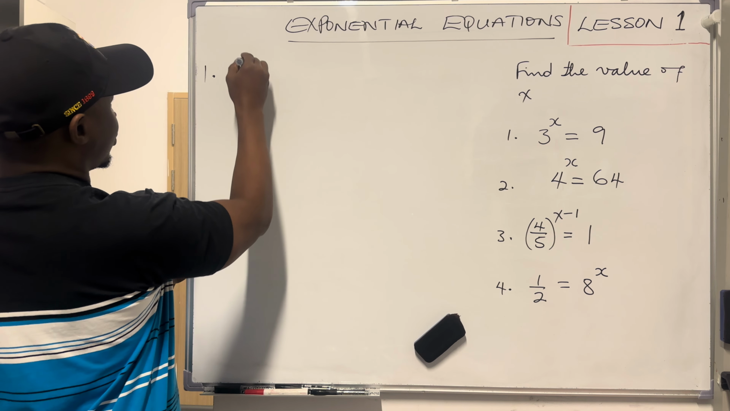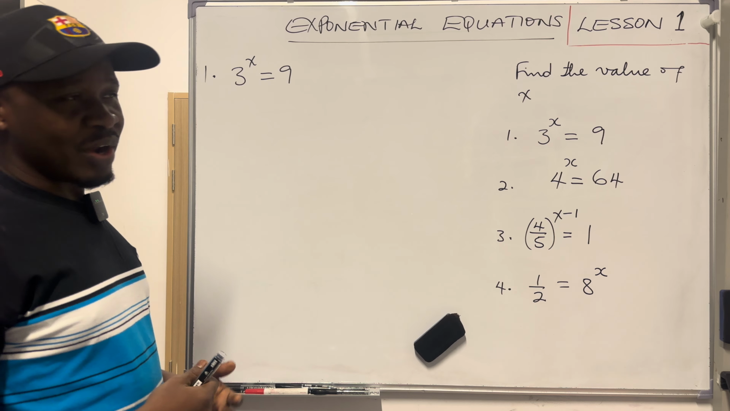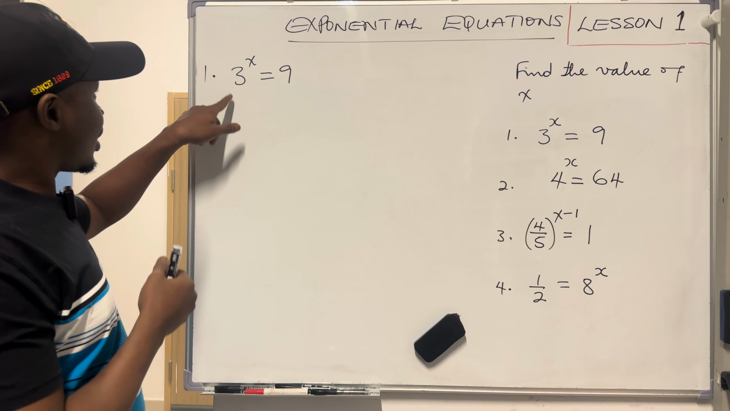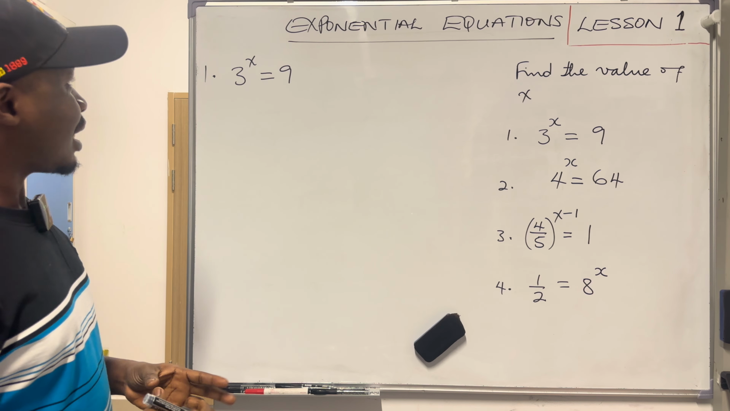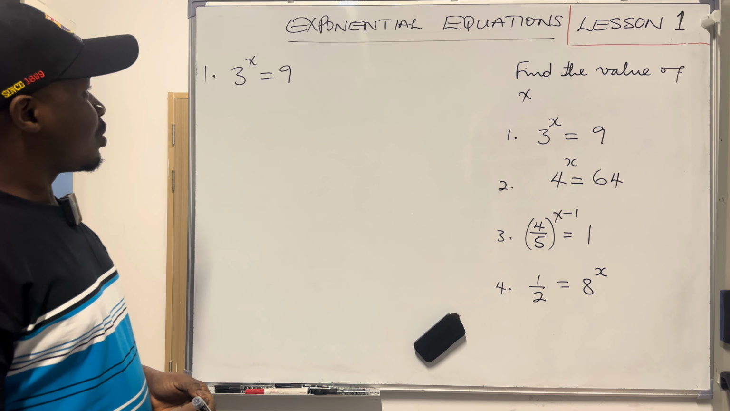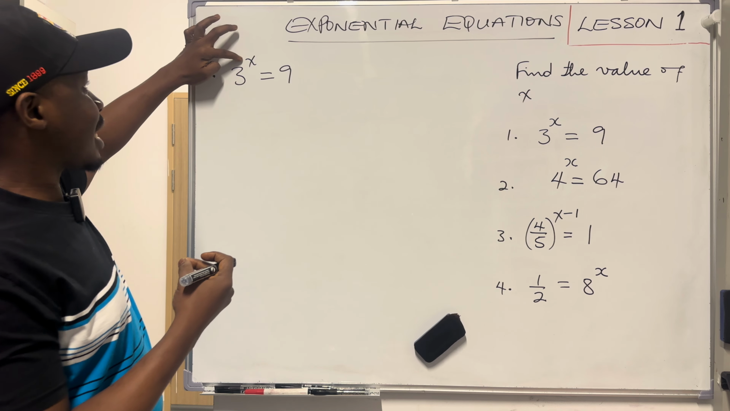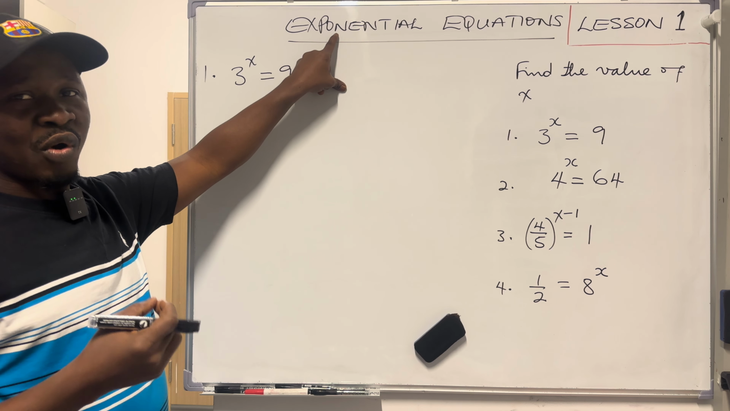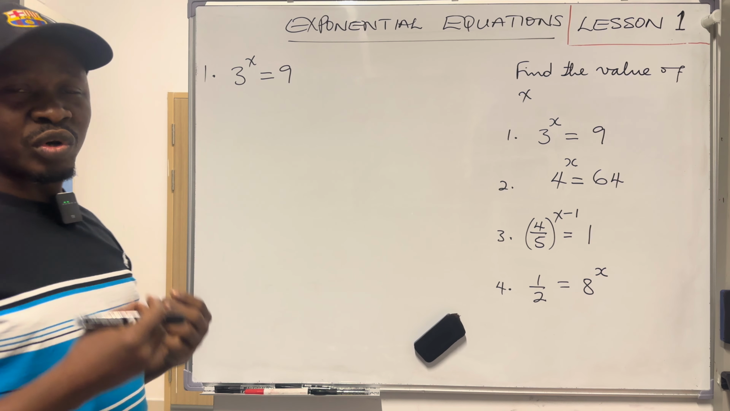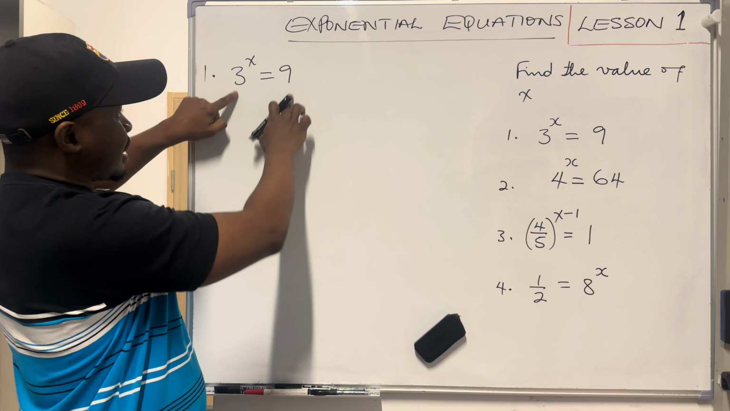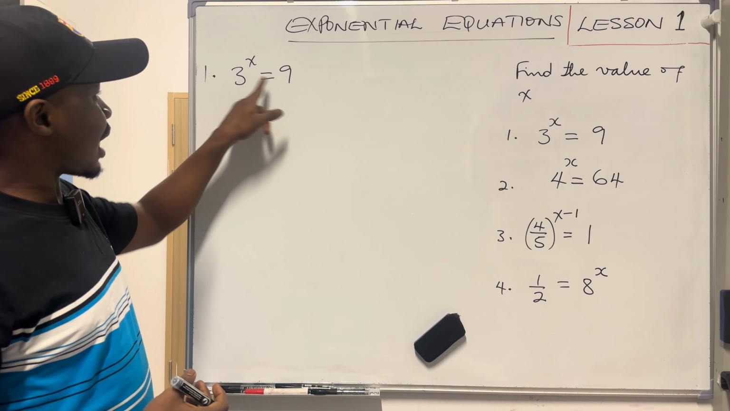So the first one says 3 to the power x equal to 9. We want to find the value of x here. Fundamentally, when you want to find the value of a letter that is acting as a power, as an exponent or an index, we always want to see that the two bases are the same.